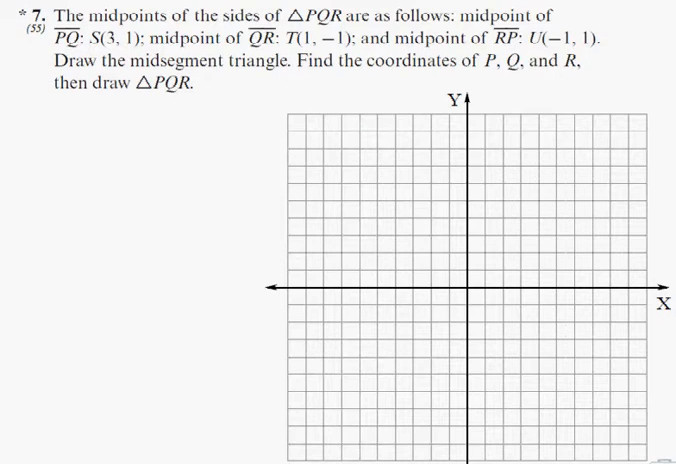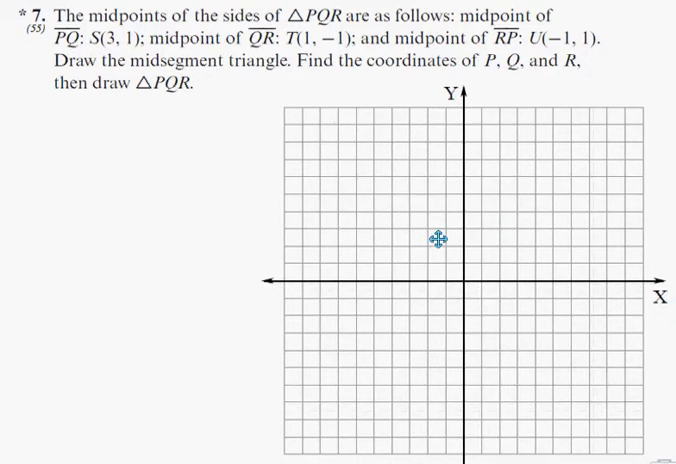All right, let's start by just plotting these points. It says the midpoints of the sides of triangle PQR are as follows. So we need point S, 3, 1. Whoops, looks like I need to get my stylus here. So 3, 1, that's point S, and we have 1, -1, which is right here. That's point T, and then we have U, which is -1, 1, which I believe is right here. So there's U.